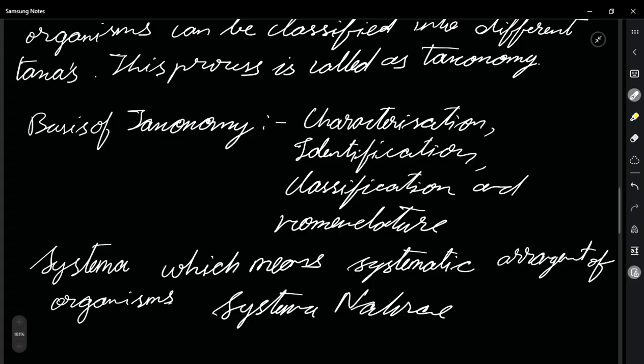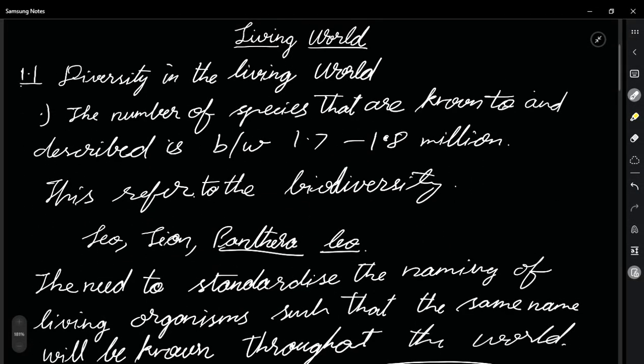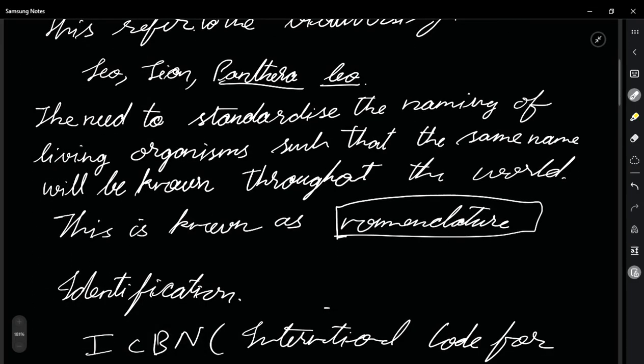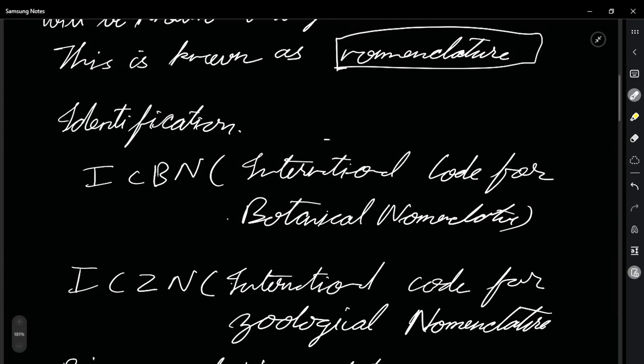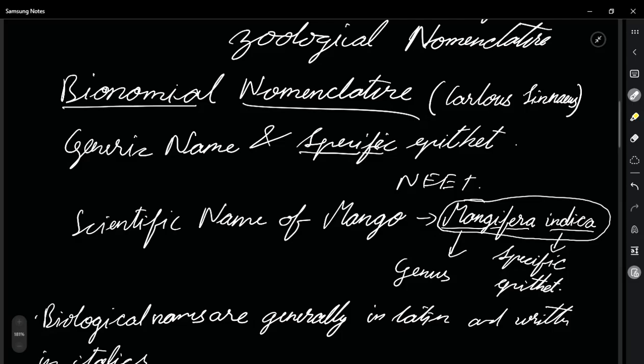There is also another video for taxonomic categories which we will be covering in the next class. So till then, let's revise what we have just now learned. So let's go from the beginning. Living world. We know living world is comprised of 1.7 to 1.8 million living organisms. This refers to the biodiversity, and more than biodiversity, we know why there was a need to standardize the naming of living organisms such that there can't be confusion among people. That's why nomenclature was introduced, and there are two governing bodies, which is ICBN and ICZN, Botanical and Zoological Nomenclature. Binomial nomenclature was introduced by Carolus Linnaeus, which had two words, which were generic name and specific epithet.